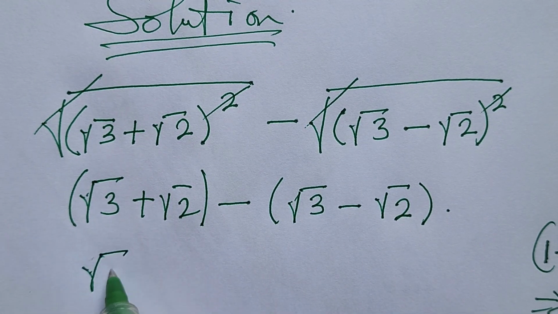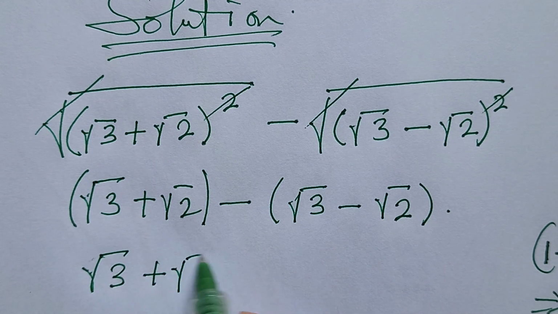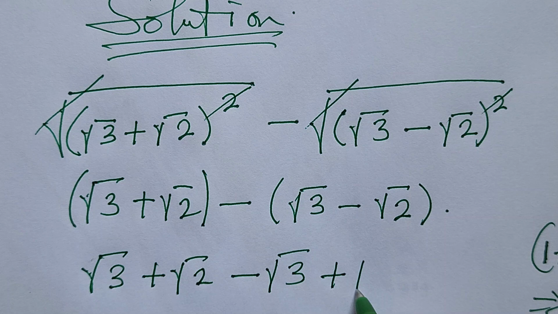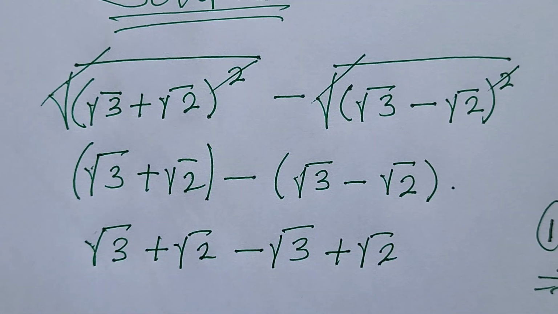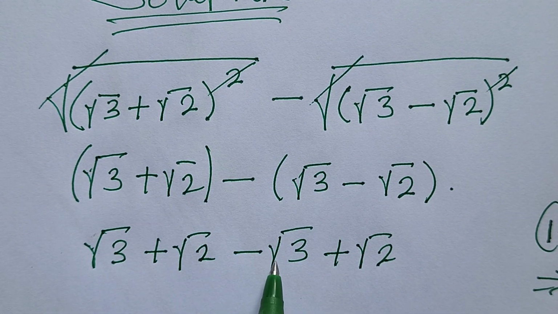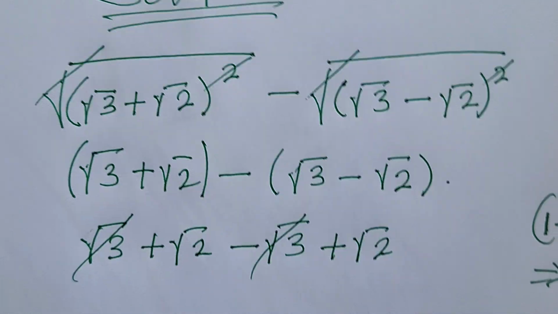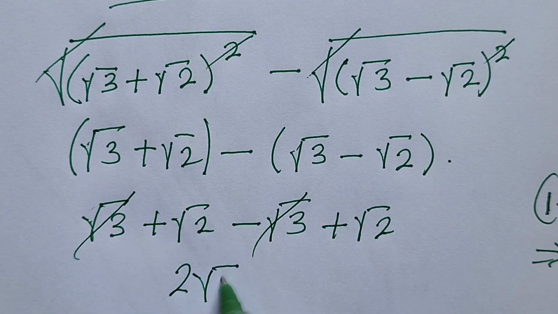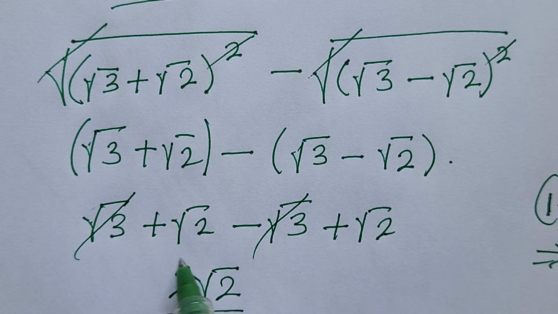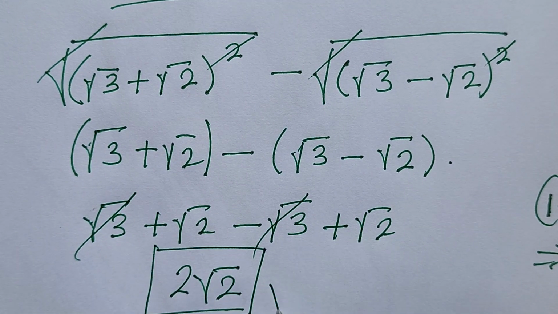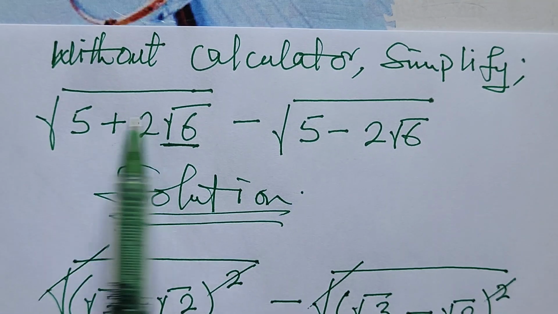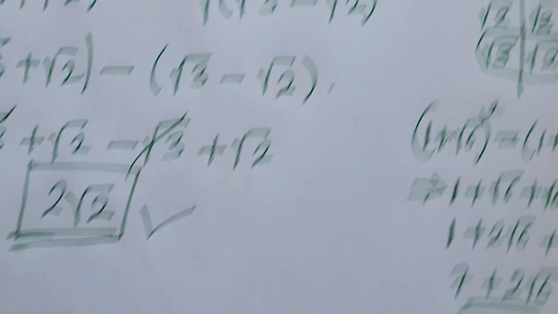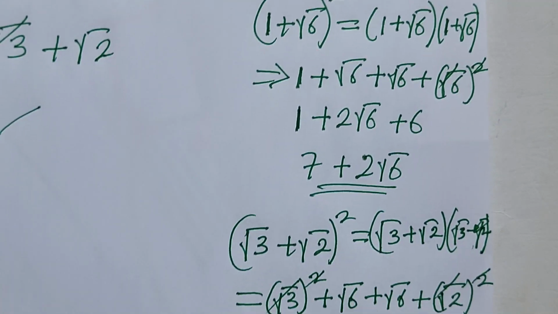So we're going to have here square root of 3, then plus the square root of 2, then minus the square root of 3, then plus the square root of 2. Here we have plus and here we have minus, so this leaves the system. We can add these two together to give us 2 into the square root of 2. So this is our answer to the simplification above. So without the use of a calculator, this is how you simplify terms like this.